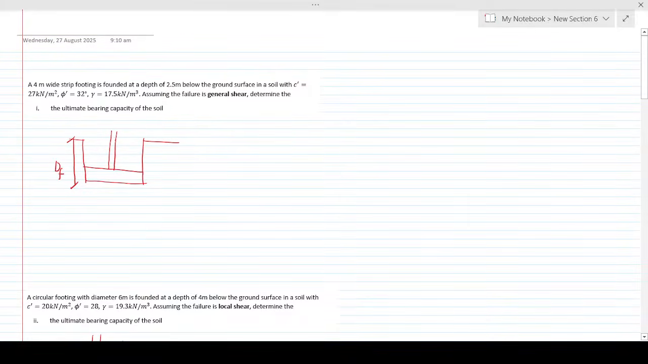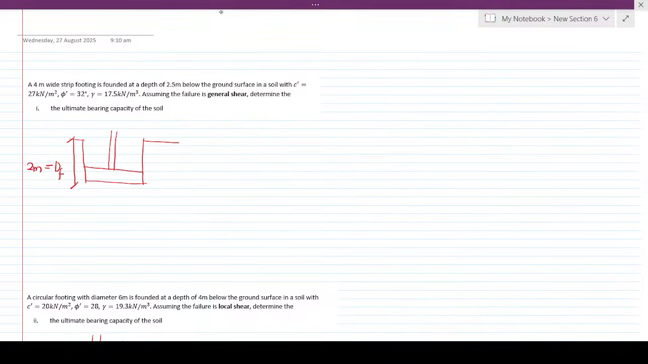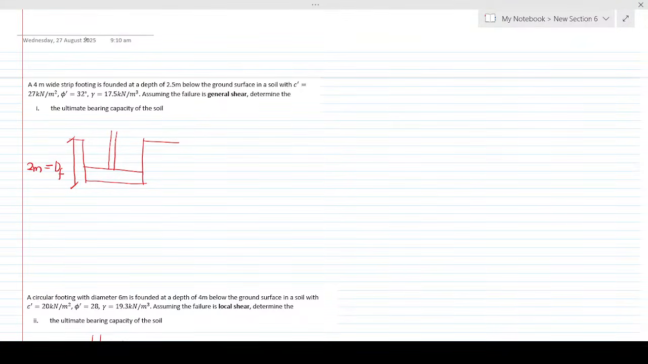We are going to look at this question that we have for foundation. A 4 meter wide steel foundation is founded with a depth of 2 meters. So the depth of the foundation is 2 meters. And the angle of friction for the foundation is 32 degrees. Gamma is 17.5 kilonewton.